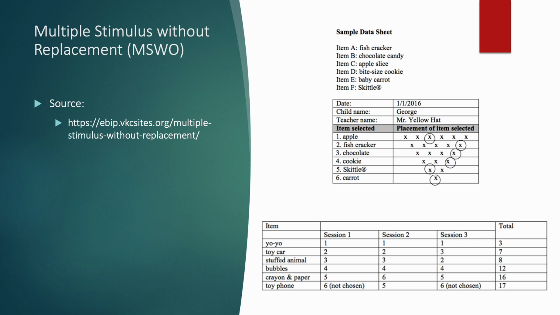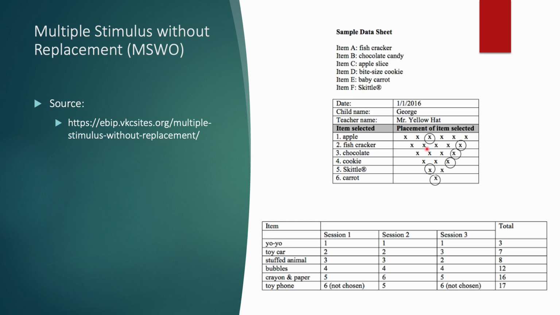Here is a sample data sheet for the multiple stimulus without replacement. You're going to select your different items, and fill in exactly what items you are using. You're going to end up having a specific letter associated with each item. And then what will happen is you're not going to write down where you placed each item, but rather you're going to write down what item was selected.